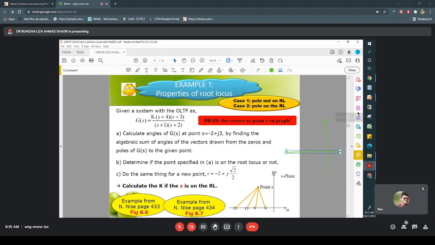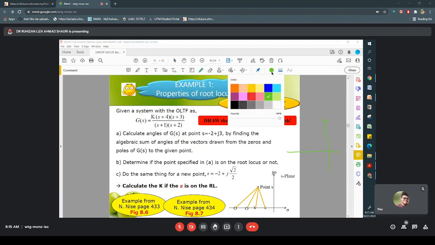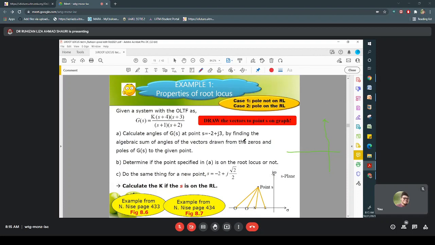Okay, so that is the explanation. And then I will use blue color, or red first. Red to mark all the open loop poles and the open loop zeros from the open loop transfer function.